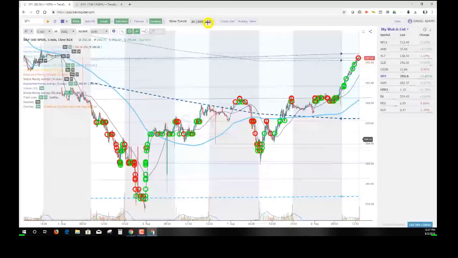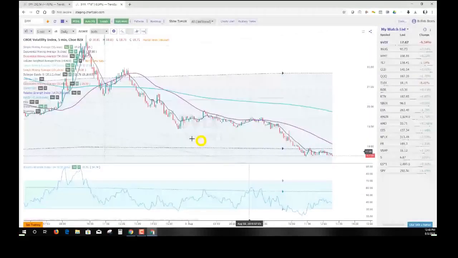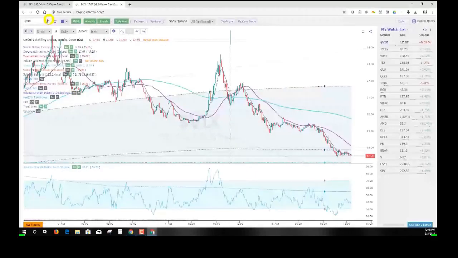So let's see, all set now. I'm trying to get this to still turn off. I'm just going to switch back over, because it's essentially the same, to the staging site that I have, and I also have the watch list. So let's see, we were looking at SPY. Let me pull SPY back up.